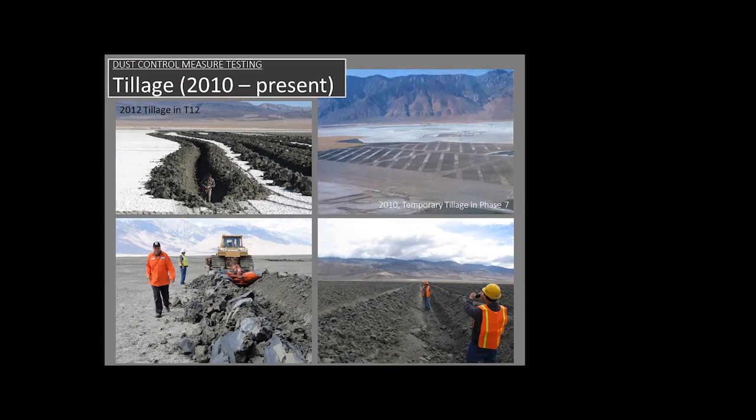There are also some photos of some of the largest of the tillage features that are implemented now, in some of the T12 areas over on the right side or the left side of the slide, as well as some areas off of Keeler.